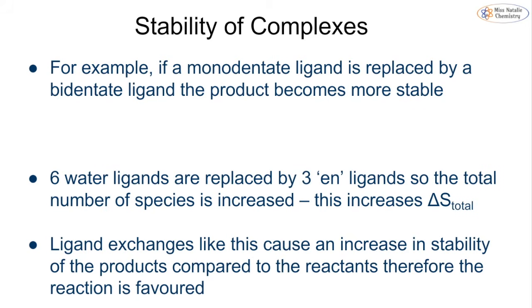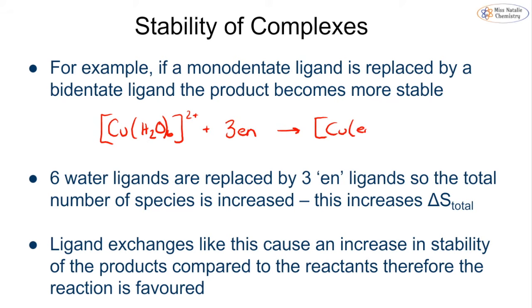So if you take a monodentate ligand like water, so for example, if we have the water being attached to copper and I react it with a bidentate ligand, I'm going to make the complex with 3 ligands now, plus 6 waters. So my 6 waters being replaced by 3 of the EN ligands. So my total number of species has increased. I went from 4 species on this side to 7 species on this side.